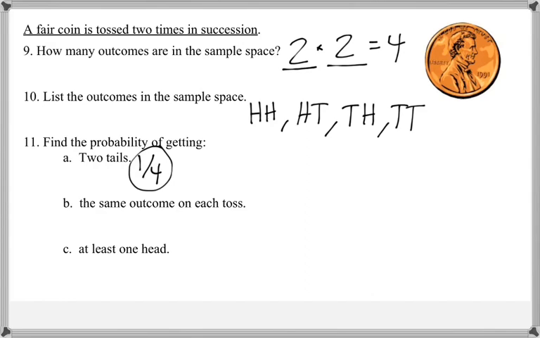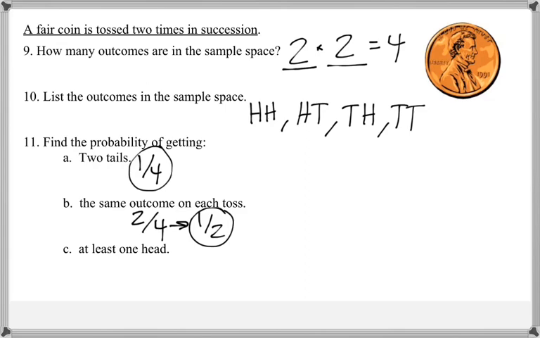Part B says the same outcome on each toss. So that would be getting heads heads and tails tails. So that is 2 out of 4 for my probability, which reduces to 1 over 2.